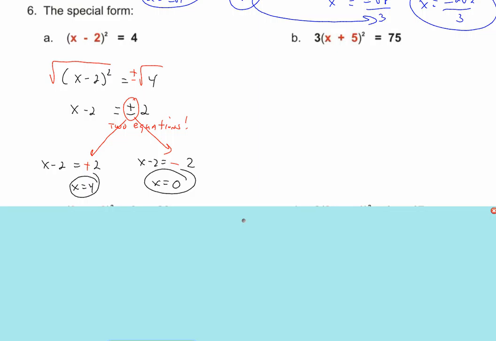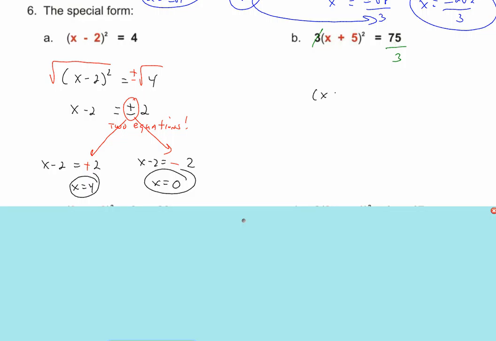So you take a look at B, what would you do first? Again, you're looking and you're seeing that there's a quantity squared and no other x to the first power terms. That's the look. I'm going to solve this by roots. So somebody raise your hand. What would be the first move on this one? Alexandra? Divide both sides by 3. Yeah, we got to move that 3. So we're going to divide both sides by 3.